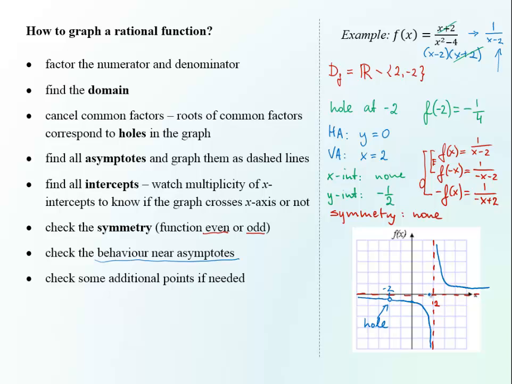From the left-hand side of 2, if I plug it into this expression, numbers that are a little bit smaller than 2, for example, 1.99, then I end up with a very tiny number close to 0, but negative. That's why the reciprocal of it will actually be negative infinity. So yes, the graph will look like that. And the last step would be to check some additional points if we still need more confirmation. But in this case, it's pretty clear how the graph will look.